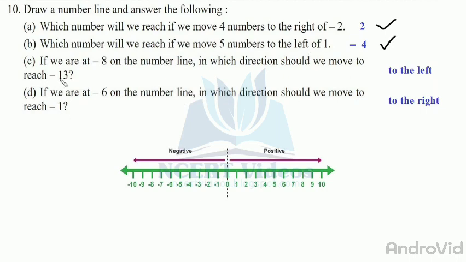Now C part. If we are at minus 8, okay, this is our initial position on the number line. In which direction should we move to reach minus 13? Well, we have to move towards left hand side. Why? Because it is asking a number which is less than minus 8. Now, if we are at minus 6, initial position is minus 6. In which direction should we move to reach minus 1? So obviously minus 1 is towards right hand side. So we have to go to the right. So this was your last question.